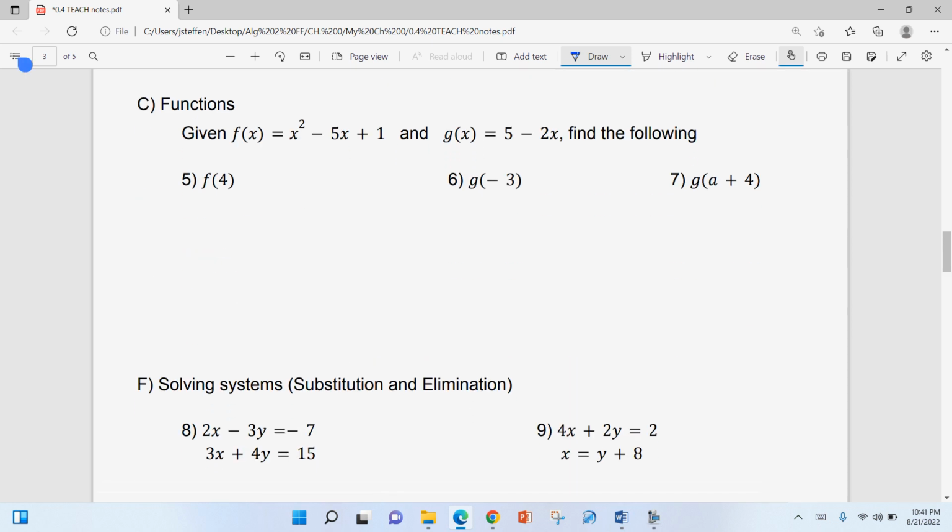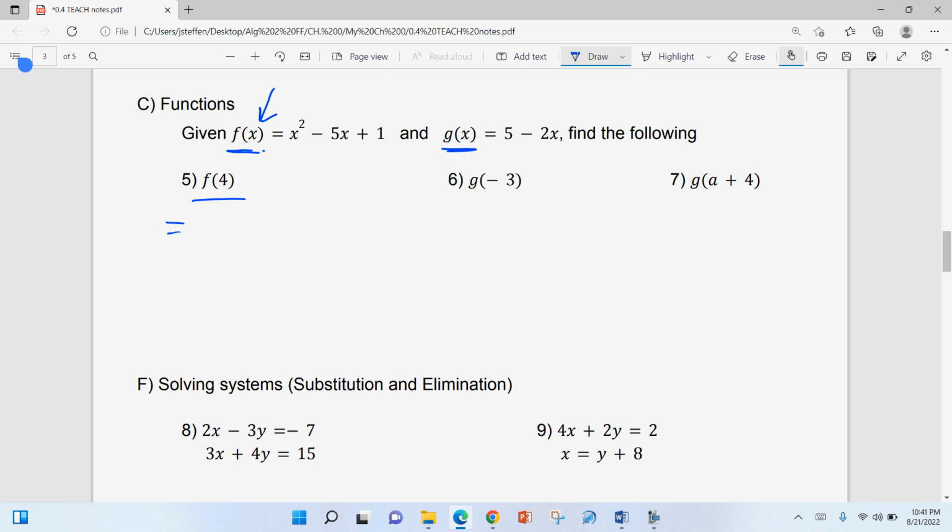All right, we did a little bit of this with functions in the last class, and the last lesson we did. And this is where I was specifying that the reason they put f of x and g of x is so you can tell which one you're plugging things into. So f of 4 tells me I'm plugging 4 into this f equation.